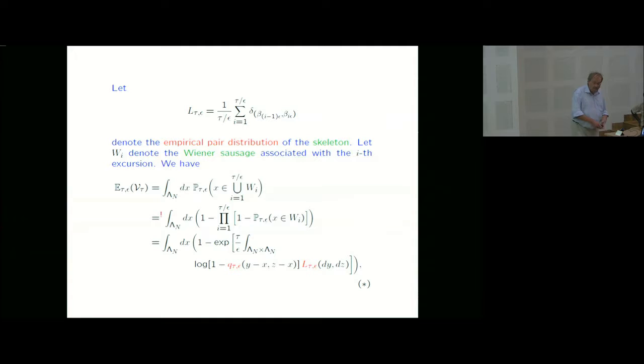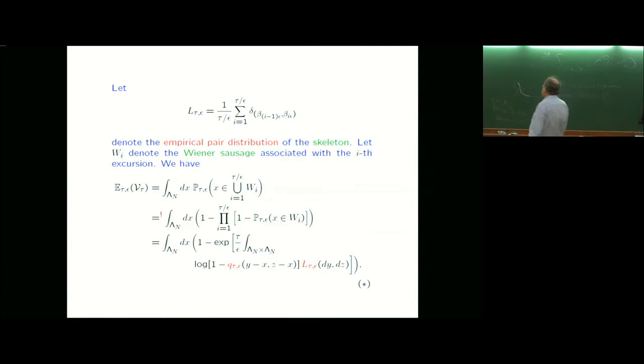It's a pair of points. I need to keep track of the pair of points because otherwise I cannot say that these two Wiener sausages for different excursions are independent. They have become independent because I fixed their endpoints.